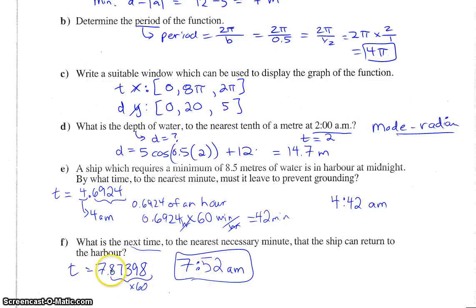Okay, so our x-coordinate of that intersection would have been 7.87398. Switching that to a time value, it would be 7:52 a.m. And if you can't remember how we did that, take a look at the previous question. Okay, let's look at the last example.